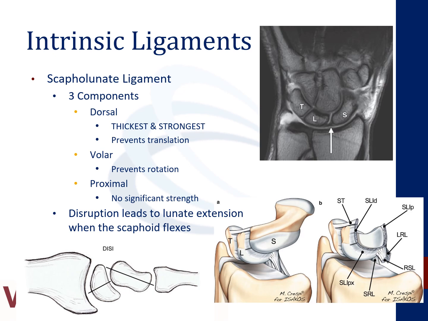When thinking about disruption of the scapholunate ligament, it's important to remember that the scaphoid has a natural desire to flex. So when the scapholunate ligament is disrupted, the scaphoid will flex. The lunate, since it is no longer tied to the scaphoid, will then follow the triquetrum, which has a natural desire to extend, which leads to the development of the DISI deformity, which involves lunate extension and scaphoid flexion.